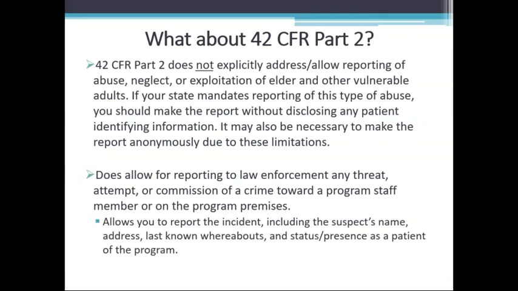So it does allow for reporting to law enforcement of any threat, attempt, or commission of a crime, either toward program staff or on the program premises. So it specifically allows you to report the incident, including the person's name, address, last known whereabouts, and status or presence as a patient of the program. So here it specifically does allow you to say you know this person and that they are a patient of your current program. But beyond that, the only information to be disclosed is specific to the incident or threat, and not divulging the rest of it.